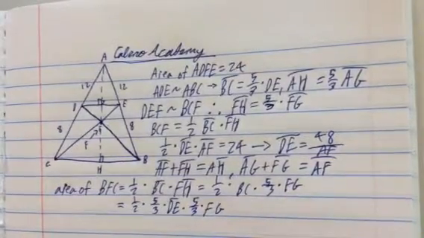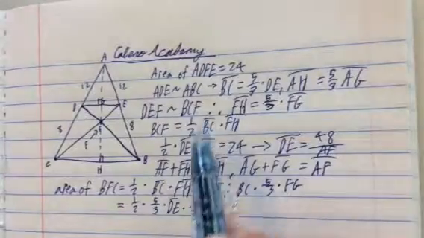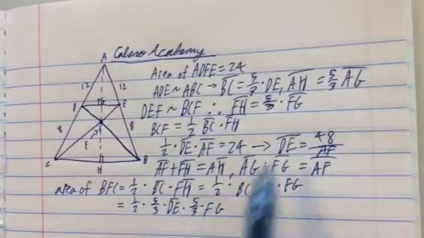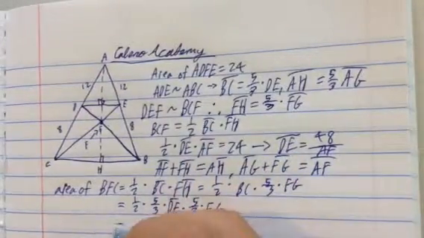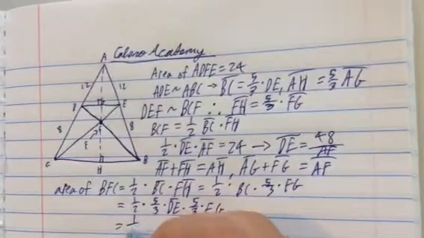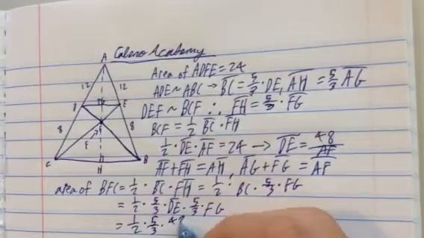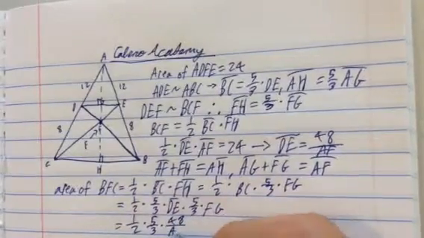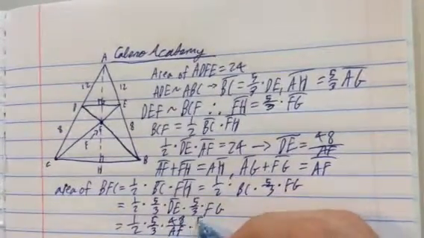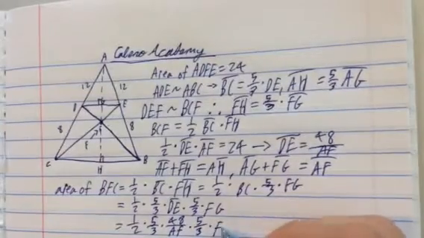Now, what else can we substitute? Remember, we already have an equation for DE too, over here. So, plugging in, we have the area of our triangle is 1/2 times 5/3 times 48 on AF times 5/3 again times FG.